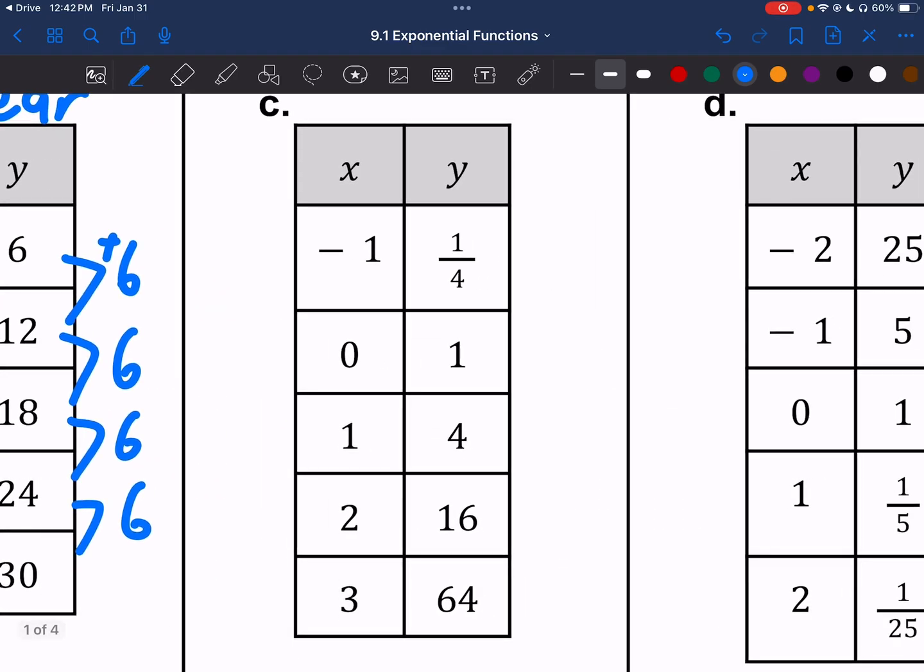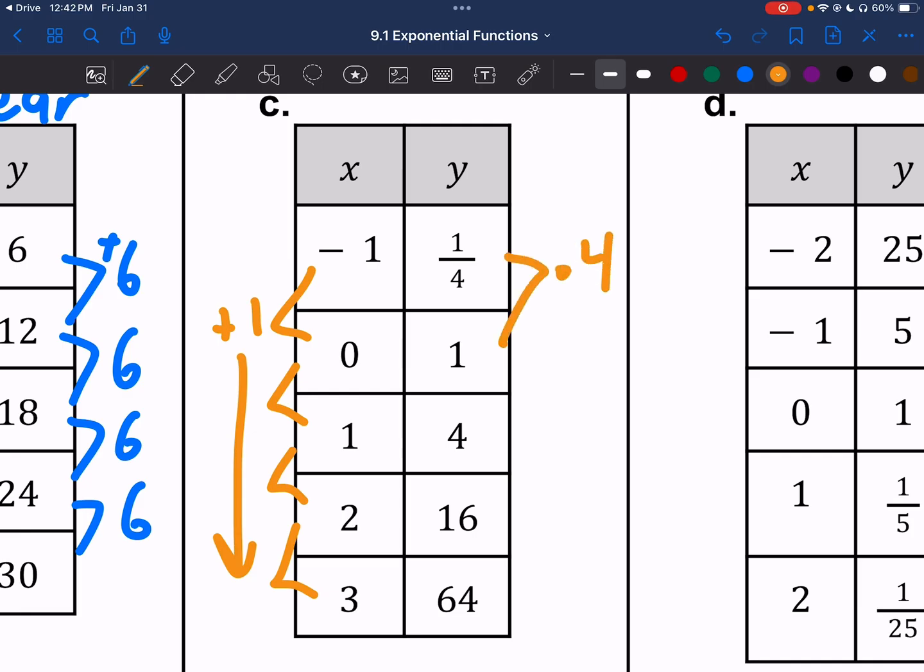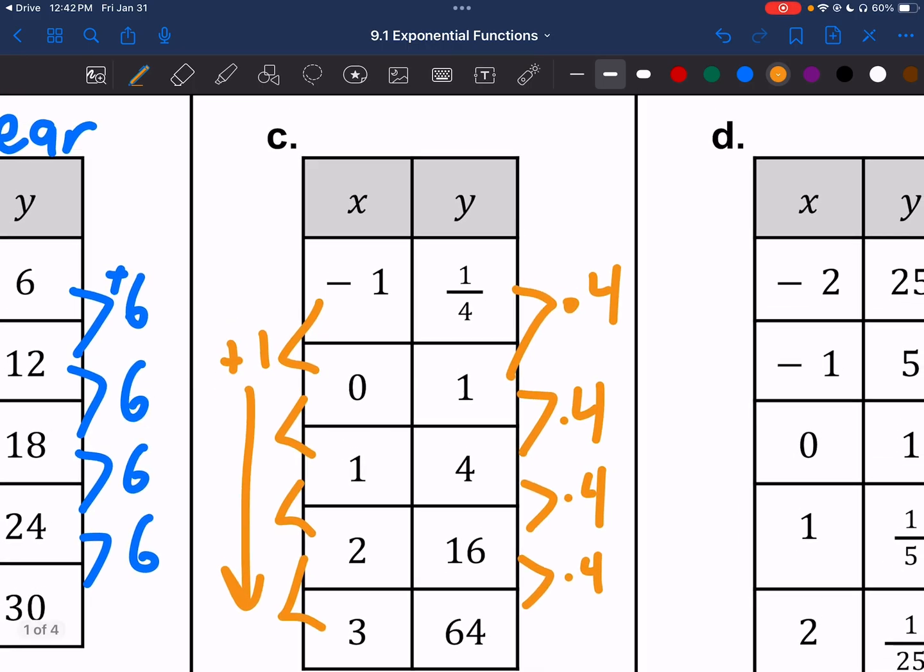Letter C, what's happening here? Again, our X values are all increasing by 1. But what's happening to our Y values? Well, to go from 1/4 to 1, multiply by 4. To go from 1 to 4, we multiply by 4. Multiply by 4. Multiply by 4. So this is exponential.